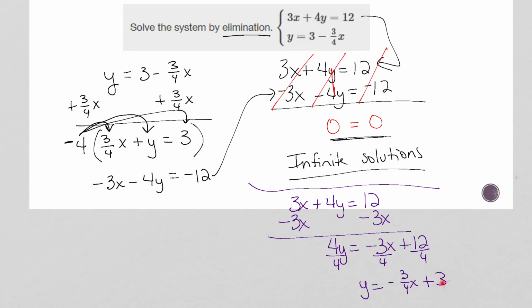The y-intercept down here is 3. The slope down here is negative 3/4. Oh, look at that. The slope up here is also negative 3/4. That means these guys are the exact same line. These two equations are the exact same line, which means they have infinite solutions. Alrighty, I hope this helps. Let's move on.